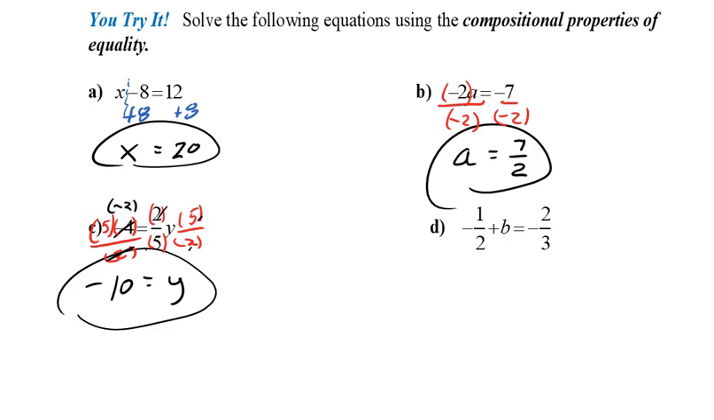All right, the last problem, D. I noticed that B on the left side is a term. So this extra term, -1/2, I want to add a 1/2 to both sides. That will isolate my variable B on the left, equals, and then -2/3 plus 1/2.